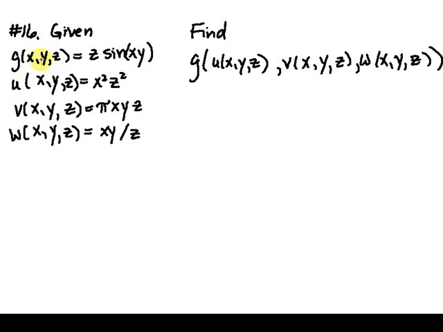So g of xyz equals z sine of xy, and u of xyz equals x squared z squared. V of xyz equals pi xyz. W of xyz equals xy over z. And here we're asked to find g of u comma v comma w. And so all we're going to do is anywhere that there's an x in our original function g, we're going to plug in the function u, which is x squared z squared. So let's make a note of that.